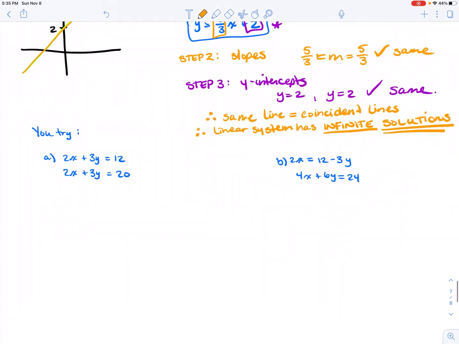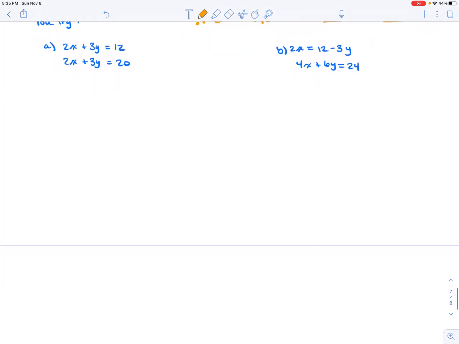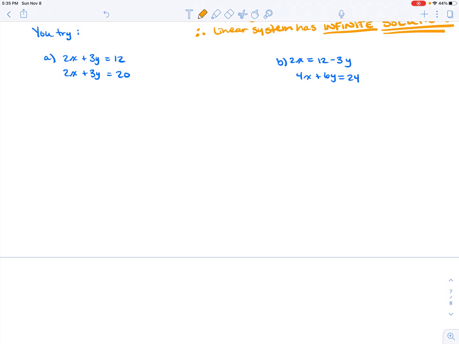Now let's have you try. Look at these two examples here, A and B. I have the first one, 2x plus 3y equals 12, and 2x plus 3y equals 20. And then I have 2x equals 12 minus 3y, and 4x plus 6y equals 24. Pause the video, rewrite each in slope-intercept form, compare your slopes, compare your y-intercepts, and come back and see the solutions. Are they parallel? Do they only cross at one point, or are they coincident lines? Pause the video, come back for the solution.